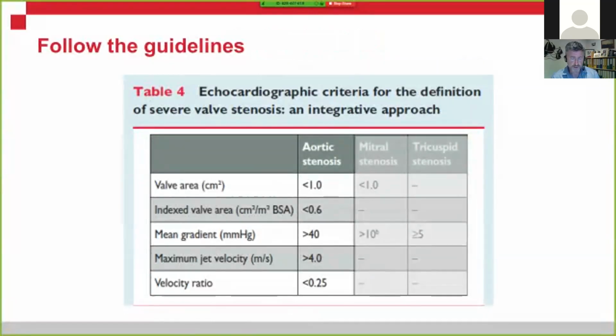And these are just the measurements that we tend to use in clinic when we're assessing the severity of aortic stenosis. So valve area of less than 1, mean gradient of less than 40, or a velocity of greater than 4 meters per second.